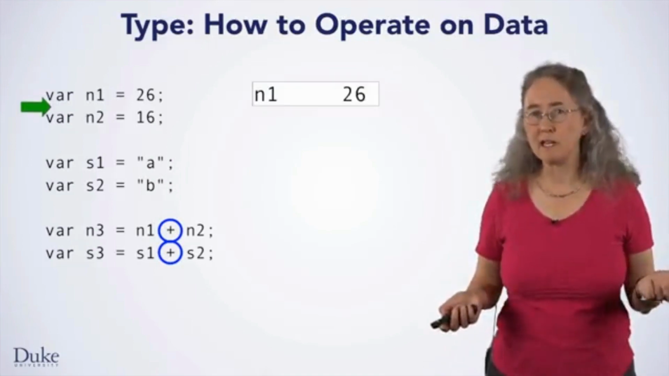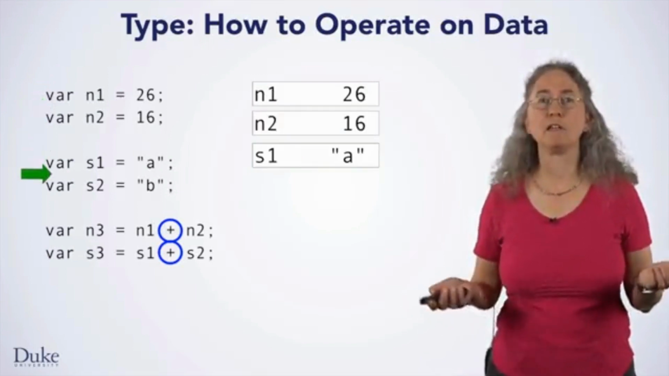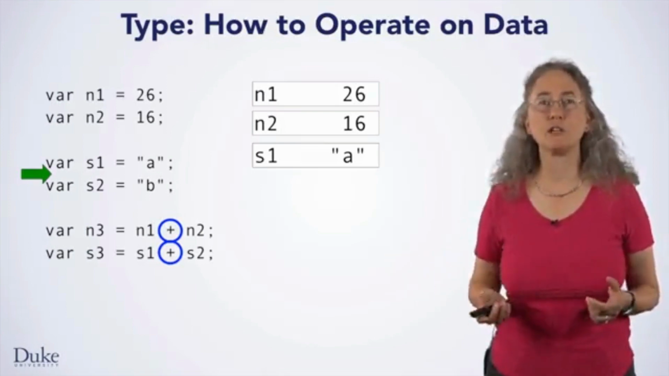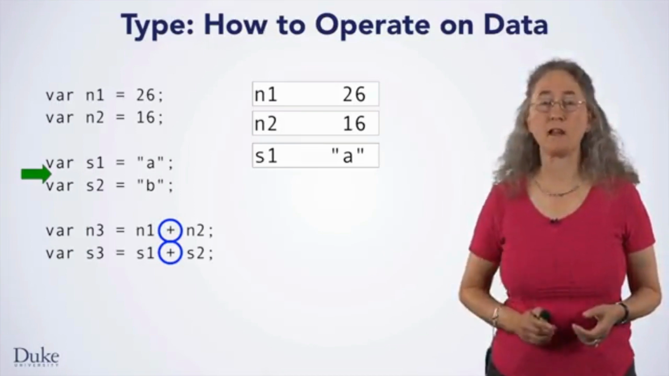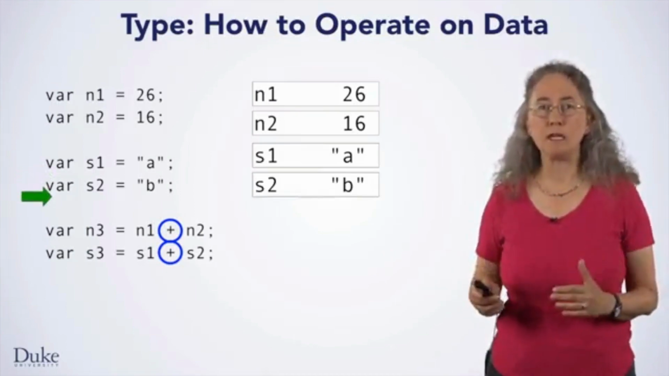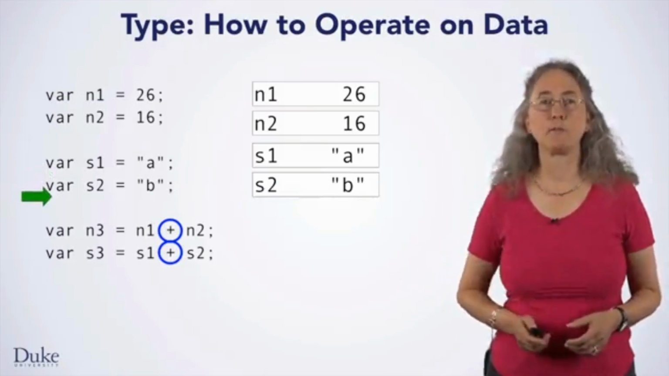N1 equals 26. N2 equals 16. S1 equals open quotes A, close quotes. Here, S1 is a string, a sequence of letters. This particular sequence has just one letter, A. S2 equals open quotes B, close quotes. Now we're about to do the first plus operation.